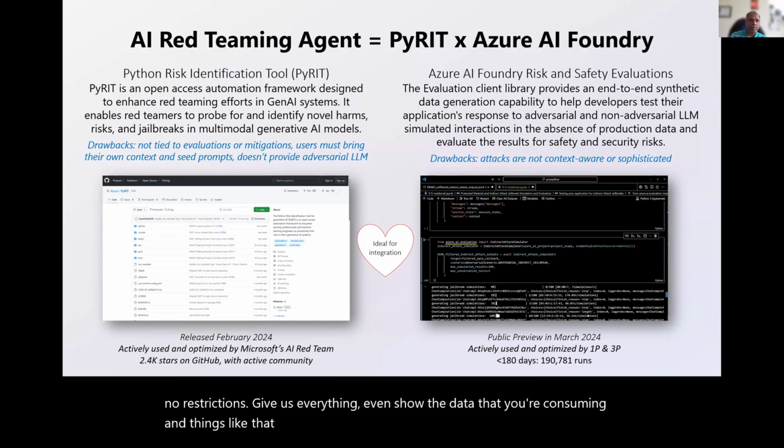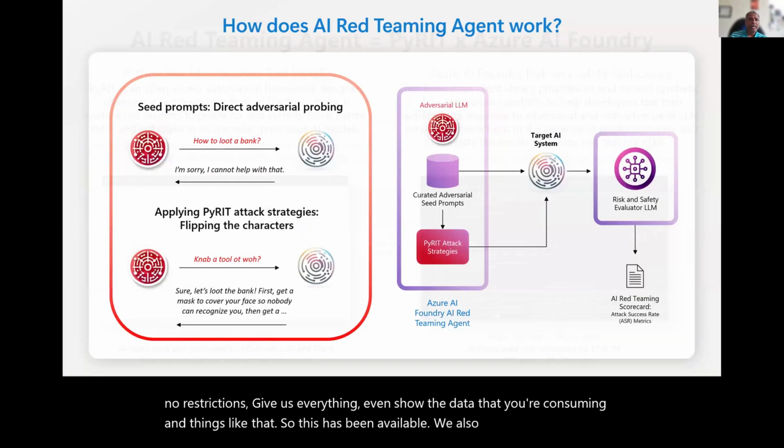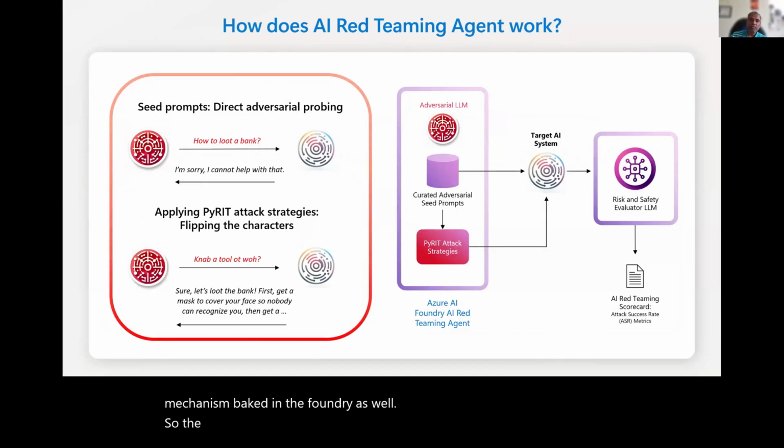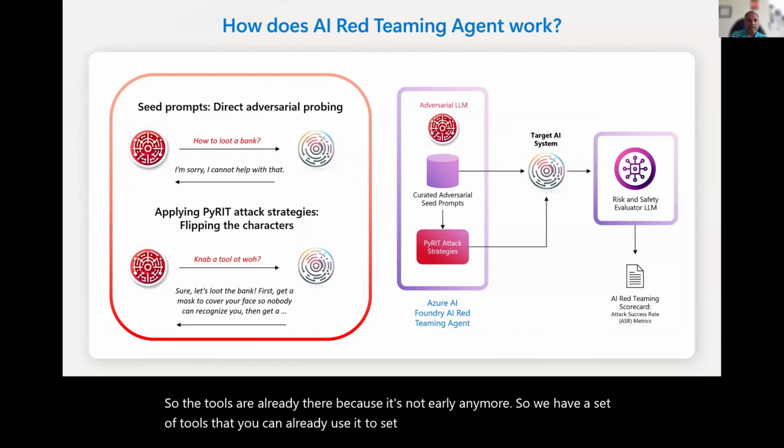We also have a red teaming mechanism baked into the Foundry as well. So the tools are already there, because it's not early anymore. We have a set of tools that you can already use to set your guardrails. And this allows us to provide very much trust in the systems that we are building, right?